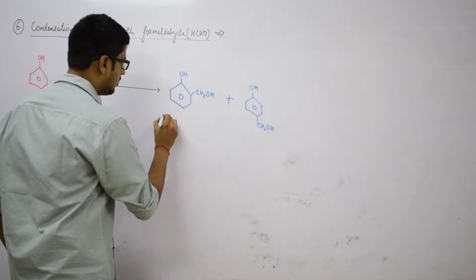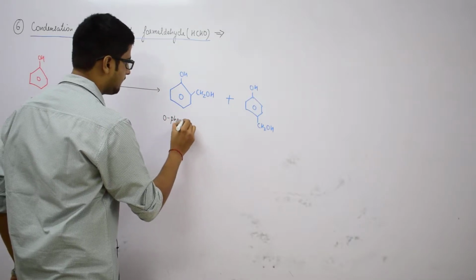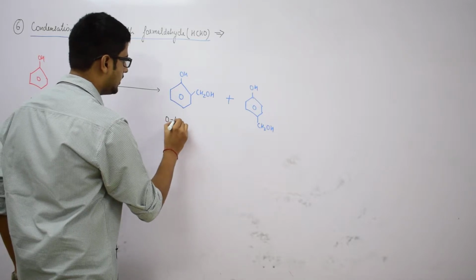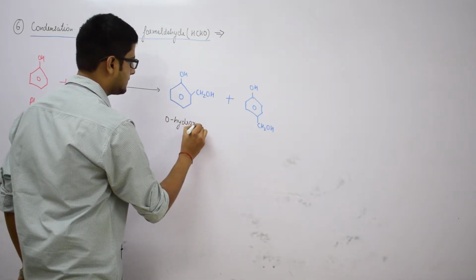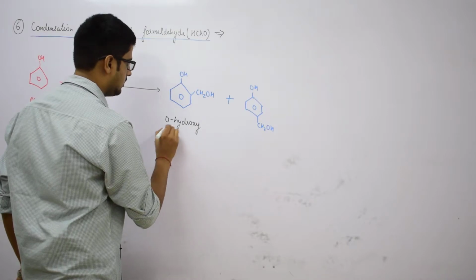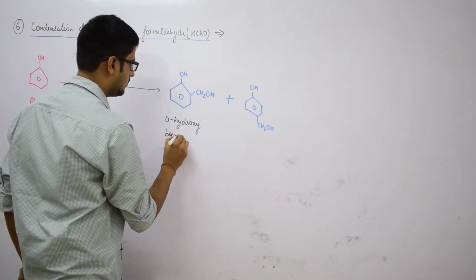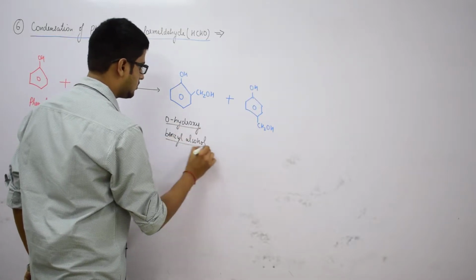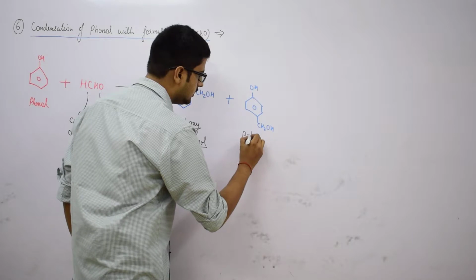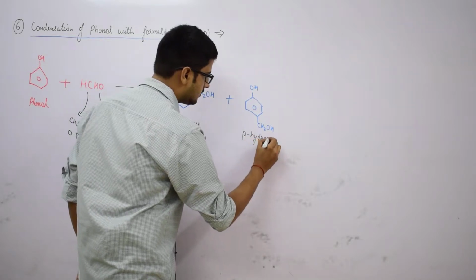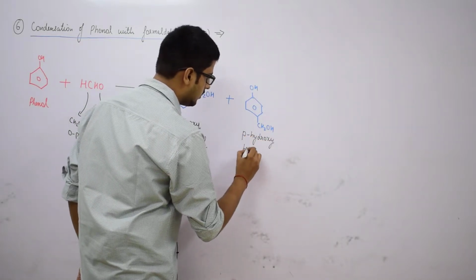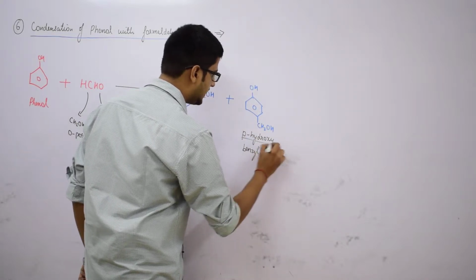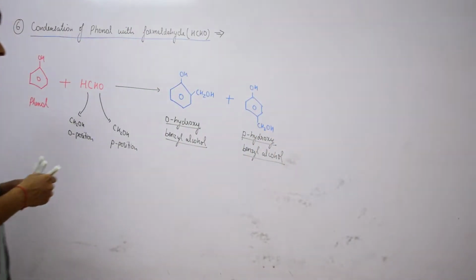This is called orthohydroxy benzyl alcohol, and the other is called para-hydroxy benzyl alcohol. So, these two products are formed when phenols are condensed or reacted with formaldehyde.